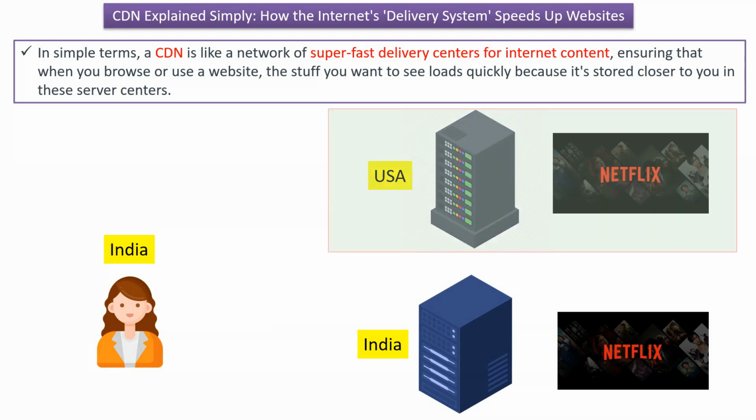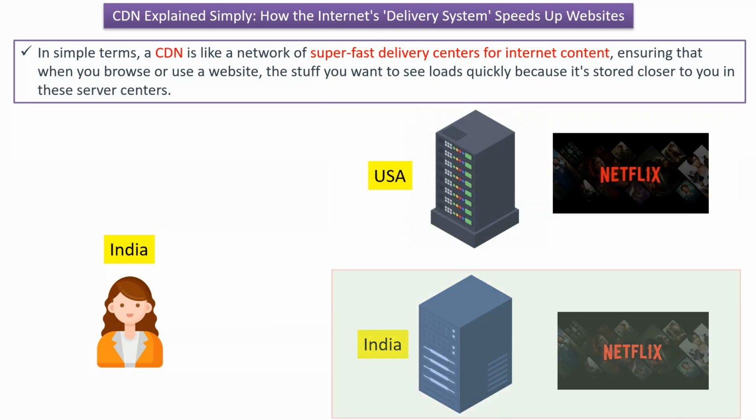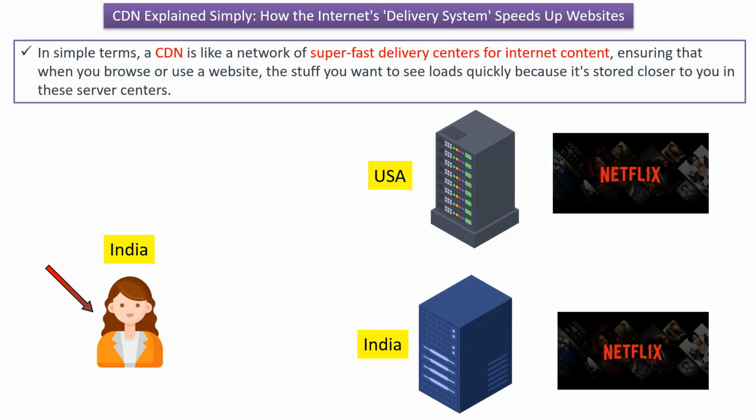Here you can see the server which is in USA and it has Netflix content. Here you can see the server which is in India and it has Netflix content as per the CDN concept. And here you can see the user and the user is in India. And if the user wants to see the Netflix content, then the user should connect to the server which is located in India so that the user will get the content quickly and efficiently as per the CDN concept.